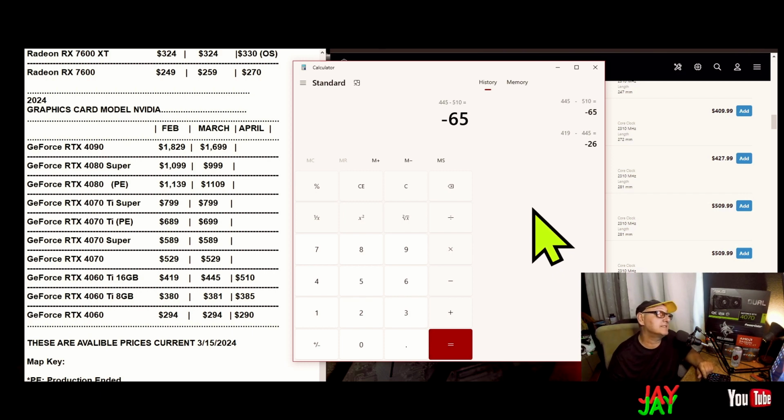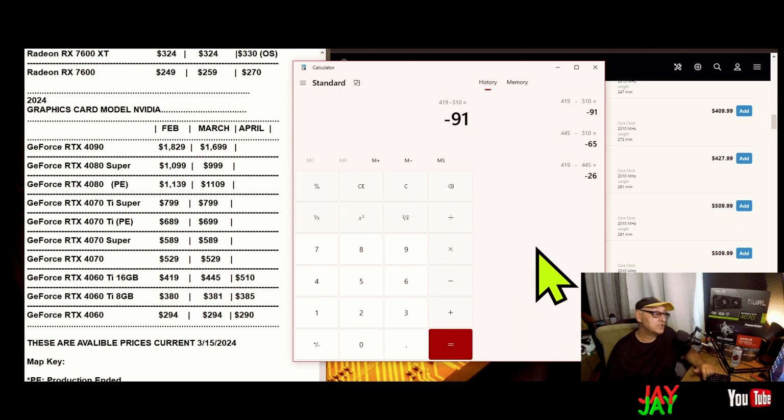So it went up $65 from March to April. Now, from February to April, you take the 419 minus 510. So it went up almost $100 in the last couple months. $100 for the 4060 Ti 16 gigabytes. And that's what they have on the market right now.